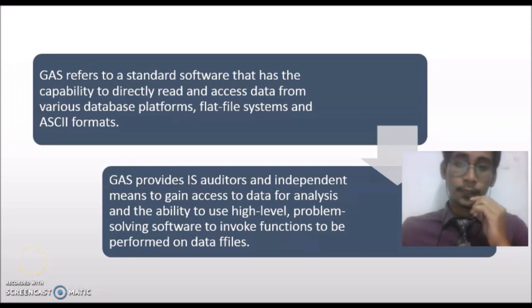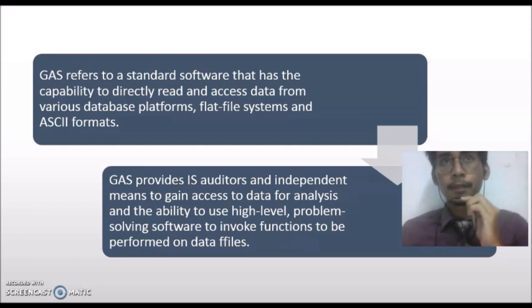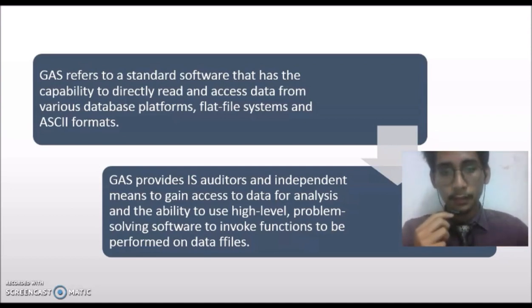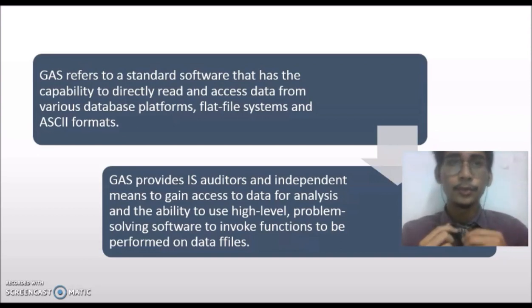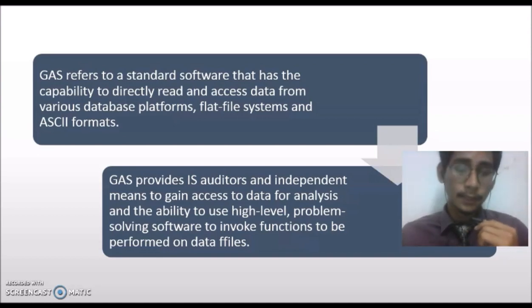GAS refers to standard software that has the capability to directly read and access data from various database platforms, flat file systems, and also ASCII formats. We actually did this in our previous semester when we learned Audit 2 and also learned about ACL, remember? If you remember our ACL task, we transferred the Excel file, which contained the invoice data of a certain company, into ACL, so that we could use the functions of ACL on the data.